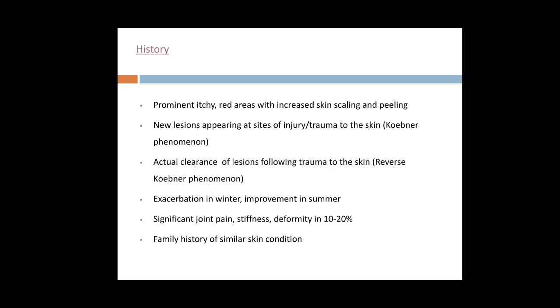Coming to the history, usually the patient comes with a history of itching, erythema, which is a red area, and increased skin scaling and peeling. There will be new lesions appearing at the site of injury and trauma, which is the Koebner phenomenon. And these patients most of the time start coming in the winter, because winter exacerbation is very commonly known. Improvement is seen with summer, but severe exposure to sunlight, which will induce stress on the body, can also exaggerate psoriasis.